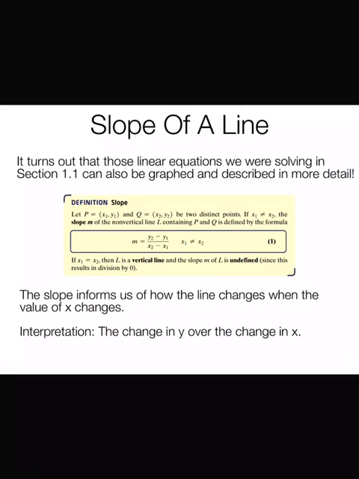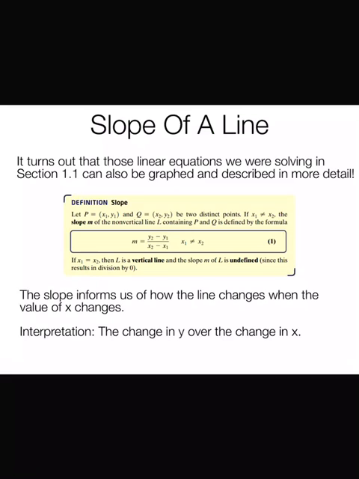It turns out that the linear equations that we were solving in section 1.1 can also be graphed and described in more detail other than solving for the solutions. So let's talk about what the slope of a line is. Okay, so I have 2 points, just like we had in the last section, and I'm going to call them P and Q. They are two distinct points.